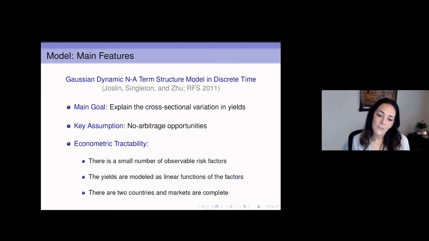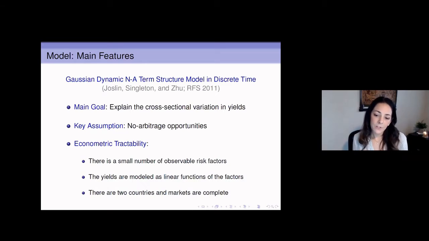And the final assumption that I'm going to make is that there are only two countries. So even though I look at multiple currencies, I'm going to be looking at two countries at a time. The domestic country is going to be the US, and then I'm going to have a different foreign country each time that I estimate the model. So I may have Australia and the US, or UK and the US, Japan and the US, and so forth.